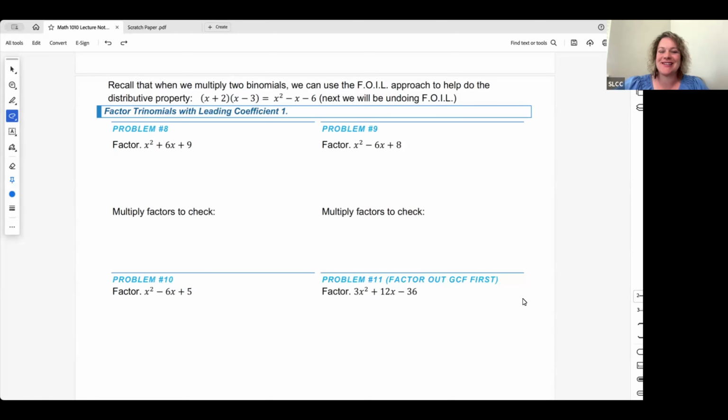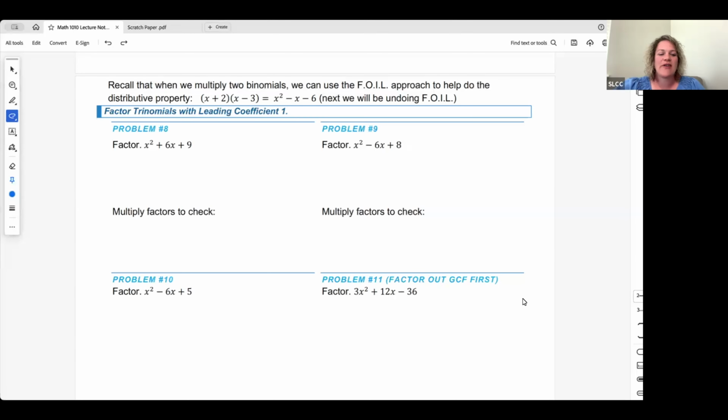Hello, today we're going to be discussing section 3.5, a review of factoring. In this video, we'll go over factoring trinomials with a leading coefficient of 1. Recall that anytime you factor a polynomial, your first step is to take out that GCF, that greatest common factor. In this video, we'll go over problems 8, 9, 10, and 11.